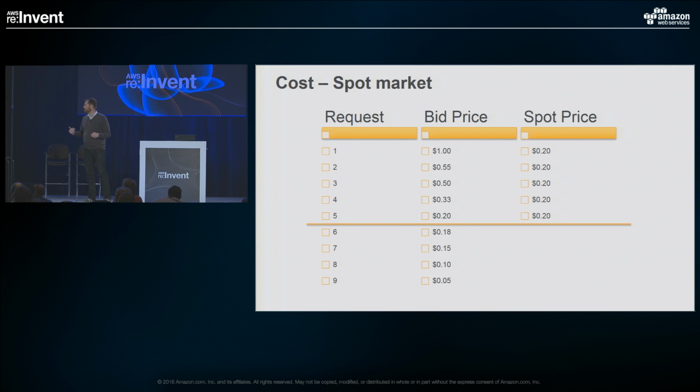for the instance type. If another instance were to come available and get allocated to customer number 6, the market price would go down to 18 cents an hour and everybody would start paying 18 cents from there on.